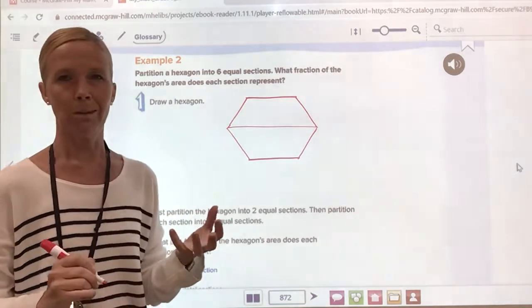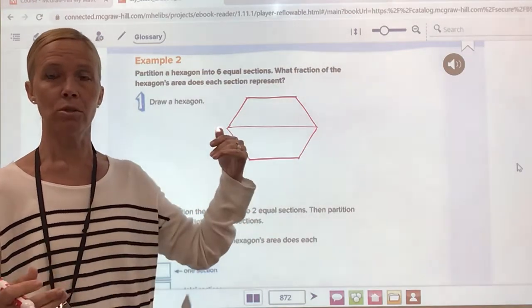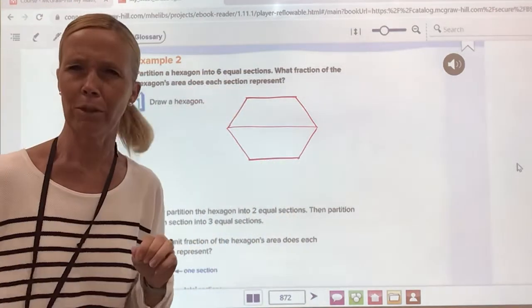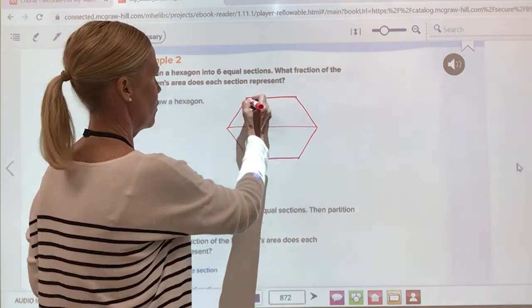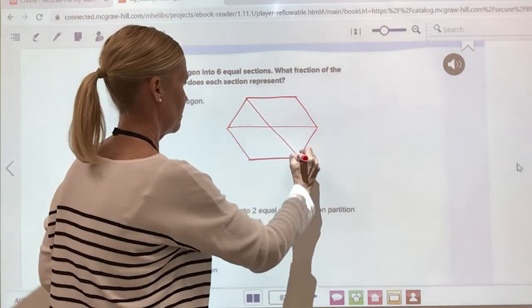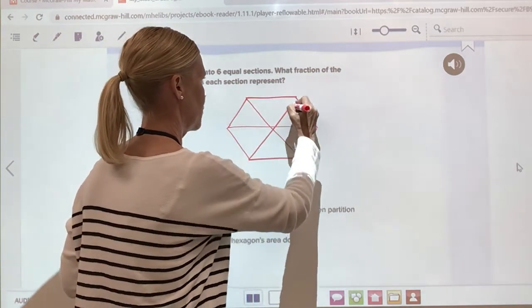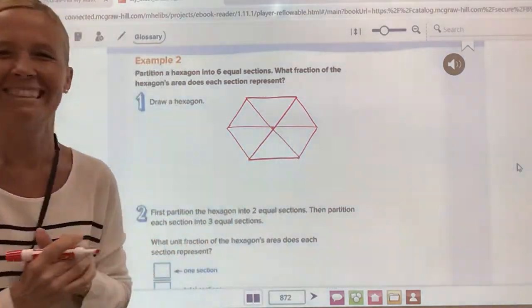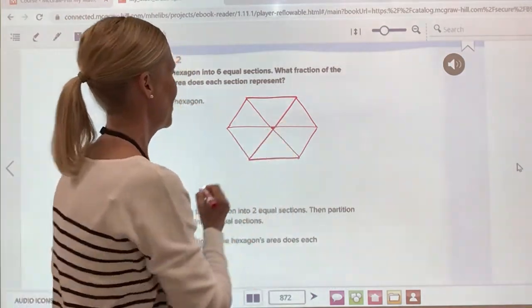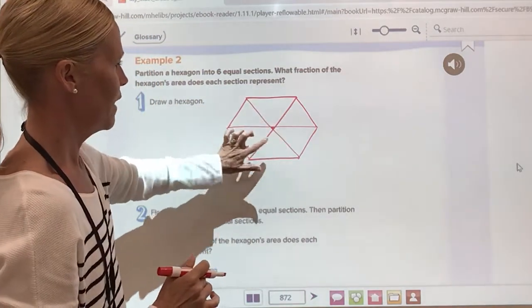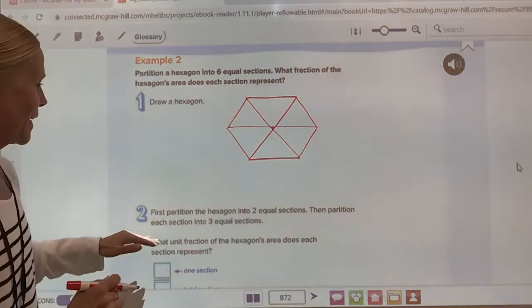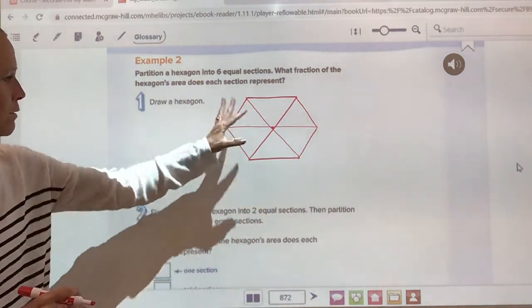Well, the easiest way to divide the hexagon like this is almost going from vertex to vertex. We talked about those angles a while ago. All right, so what I'm going to do is go like that. Okay, it wasn't perfect. All right, so now I have 1, 2, 3, 4, 5, 6 somewhat equal sections. They're supposed to be equal. All right, now then partition each section into 3 equal sections.